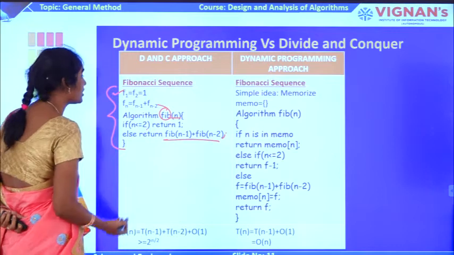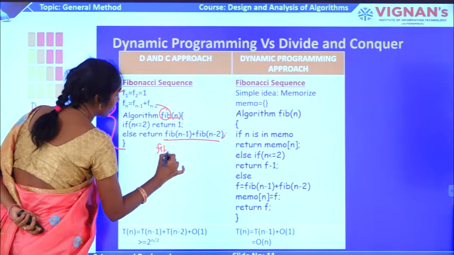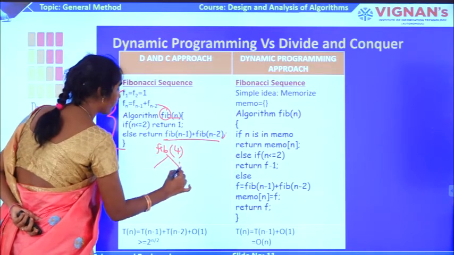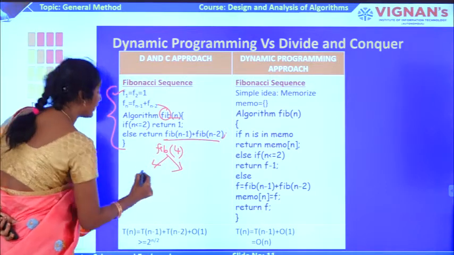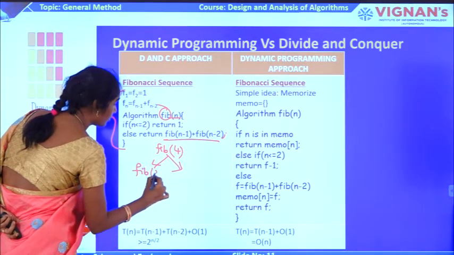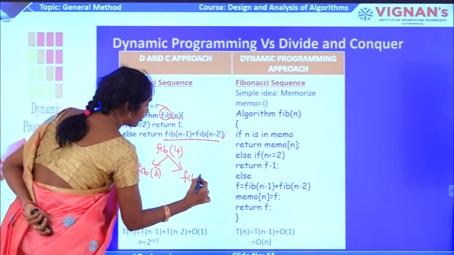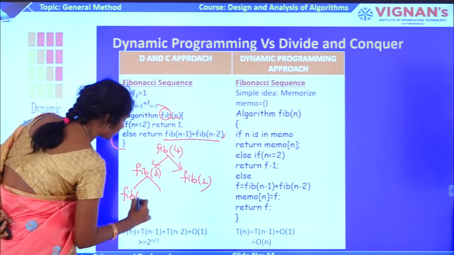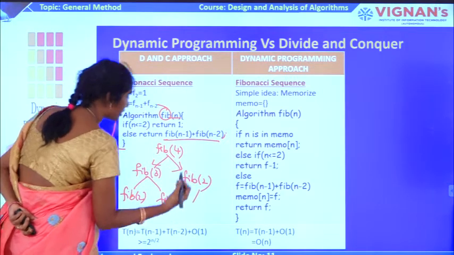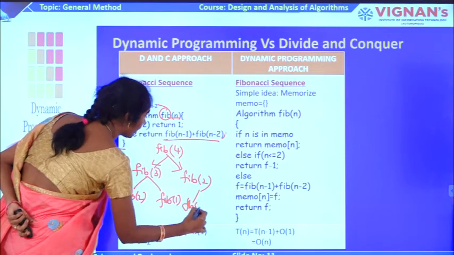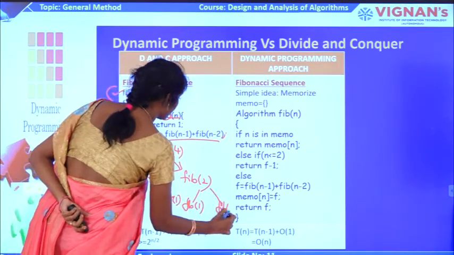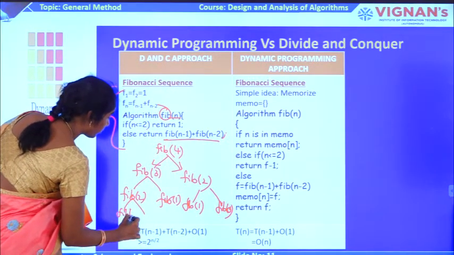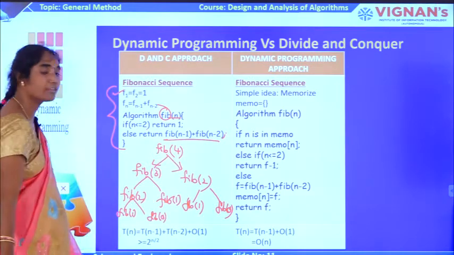Suppose I want to find fib of 4. This fib of 4 can be found by taking the sum of fib of 3 and fib of 2. This fib of 3 can be found by taking fib of 2 and fib of 1, and this fib of 2 can be found by using fib of 1 and fib of 0. And this fib of 2 again can be found by using fib of 1 and fib of 0, taking the sum of these two.